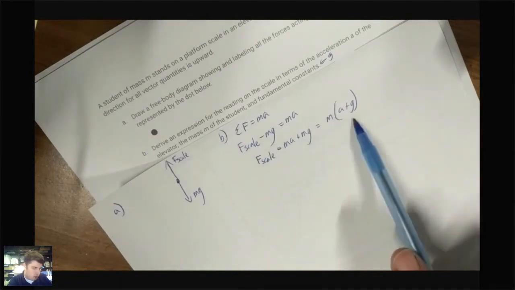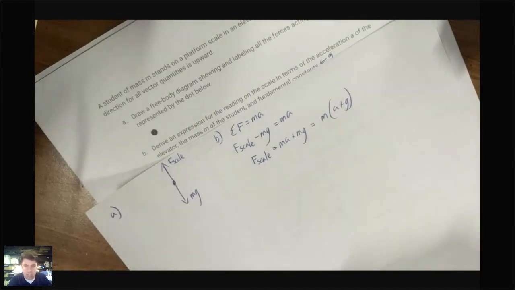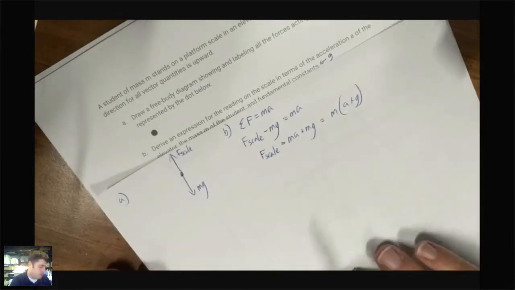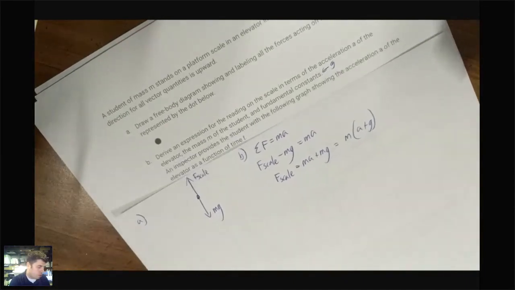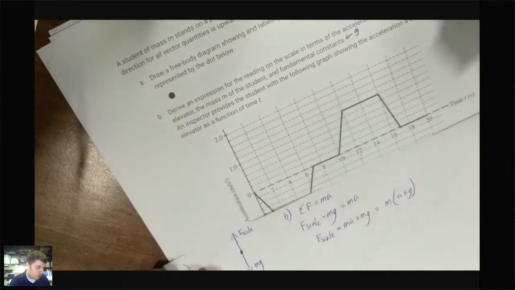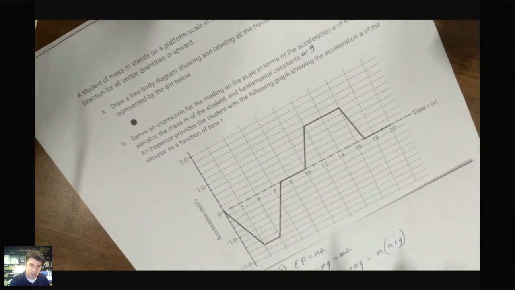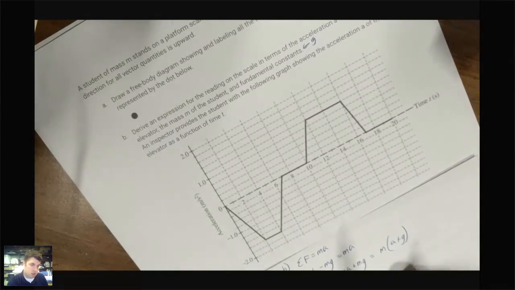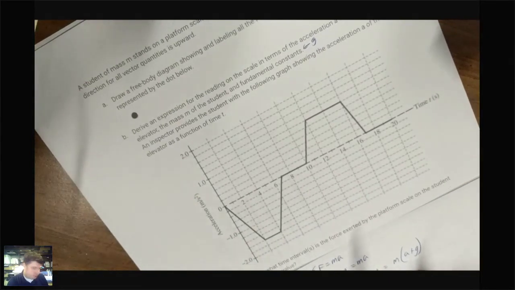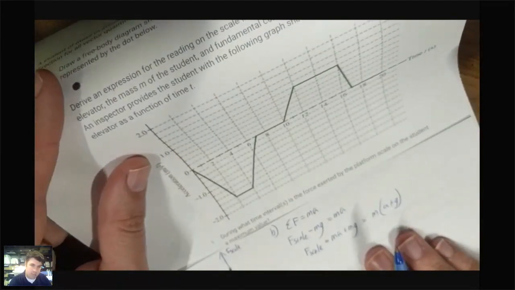So leaving it here or simplifying more, either one's good. I like simplifying it in this case just to make it easier to read and understand. Okay. So back to our question. An inspector provides the student with the following graph showing the acceleration of the elevator as a function of time. All right. Part B, part I, during what time interval is the force exerted its maximum value?